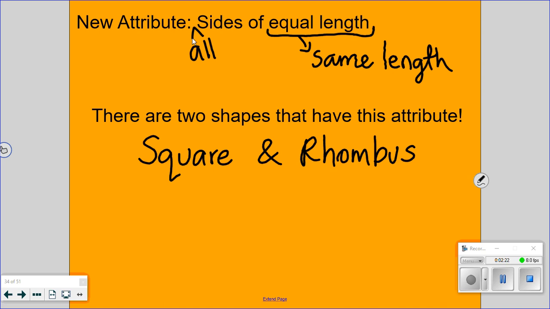Lydia, what's up? I thought a rhombus was a square, just like tilted. It can be. We're going to talk about that in a second.